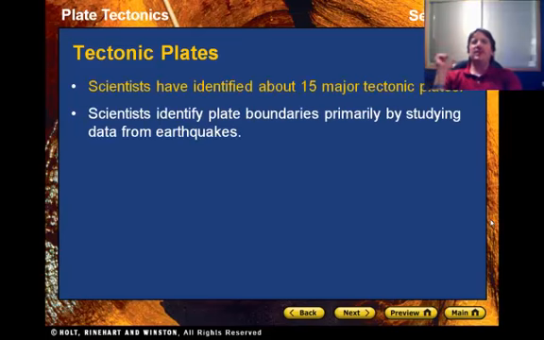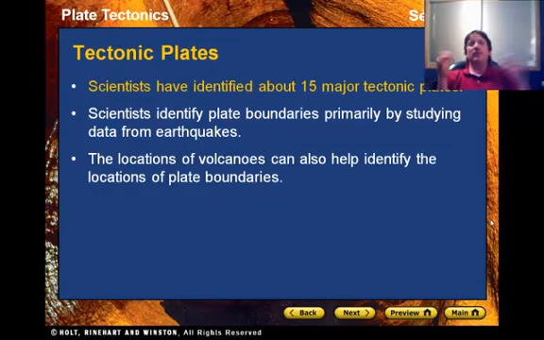There are about 15 major tectonic plates. There's some smaller ones in there. The way we find these is by earthquakes. When an earthquake happens, we map where it is. When we get a bunch of earthquakes, we see that these distinct lines form around the Earth, and we know that's where the boundaries are. We can't see the boundaries in most places, so we don't know exactly where they are. The earthquakes help identify. We can also use volcanoes, especially along the west coast of the United States and around the Pacific, the Ring of Fire, because those volcanoes help identify where that Pacific plate is.